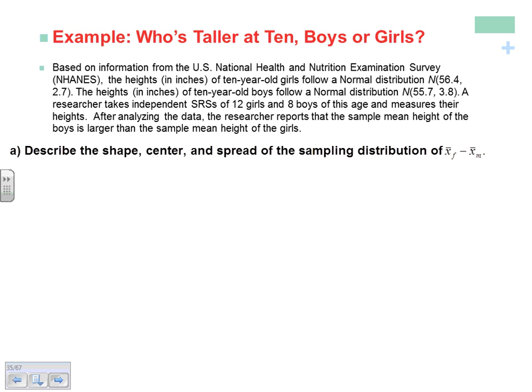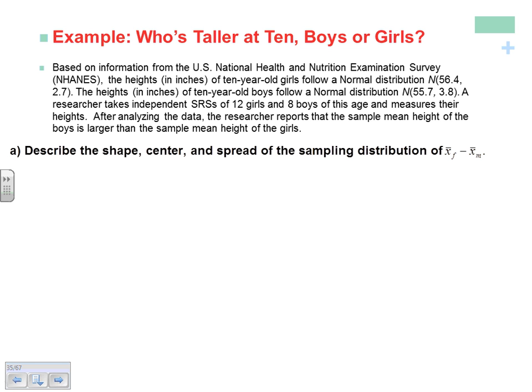All right, so let's do this example. Who's taller at 10, boys or girls? Based on information from the U.S. National Health and Nutrition Examination Survey, the heights in inches of 10-year-old girls follow a normal distribution with a mean of 56.4 and a standard deviation of 2.7, and the heights in inches of 10-year-old boys follow a normal distribution with a mean of 55.7 and a standard deviation of 3.8.